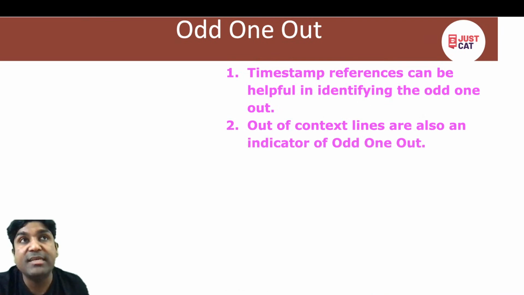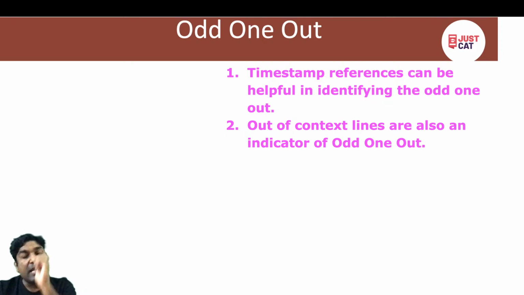So yeah, in odd one out, I've seen that sometimes questions have certain timestamp references. What are timestamp references? They are certain hints, dates, or periods of history or time mentioned, which will signal that a particular sentence is not in sync with the other sentences. It is not in sync with the central idea, or it is talking about a very different timestamp or time zone than the rest of the idea. So timestamp references can be helpful in identifying the odd one out.